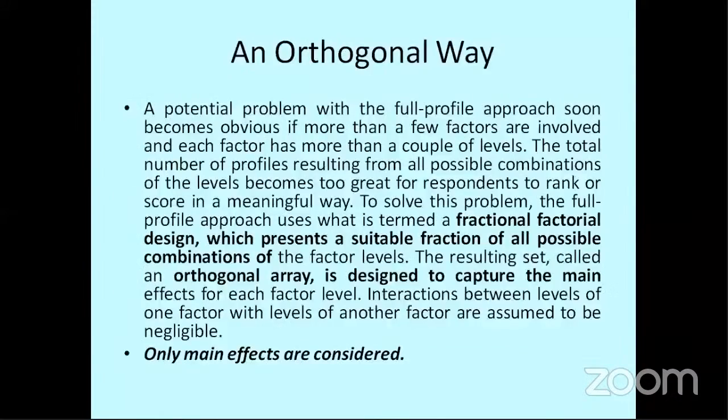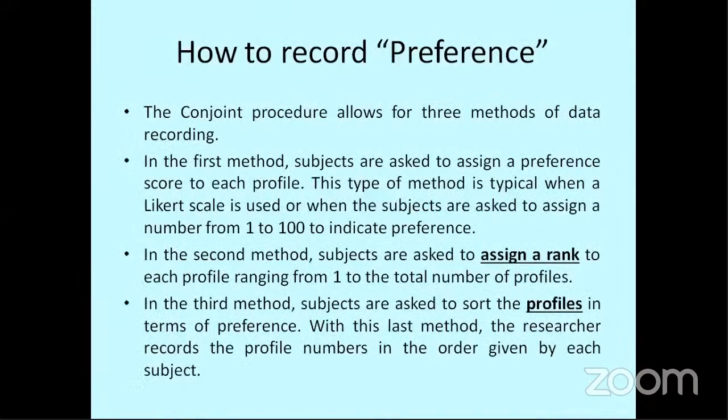So what is the first method? The first method of carrying out the conjoint is typical when the subjects are asked to assign a score to each profile.